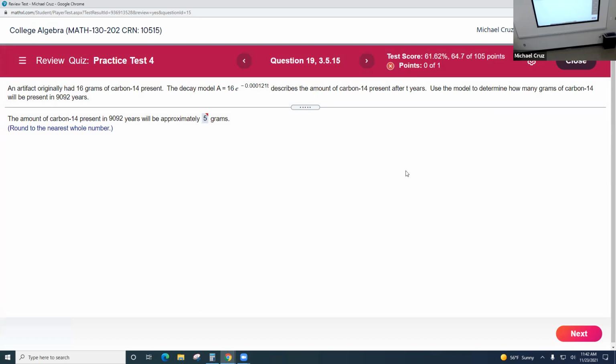All right, an artifact originally had 16 grams of carbon 14 present. The decay model, A is equal to 16e to the blah, blah, blah, describes the amount of carbon 14 present after t years. Use the model to determine how many grams of carbon 14 will be present in 9,092 years. All right.